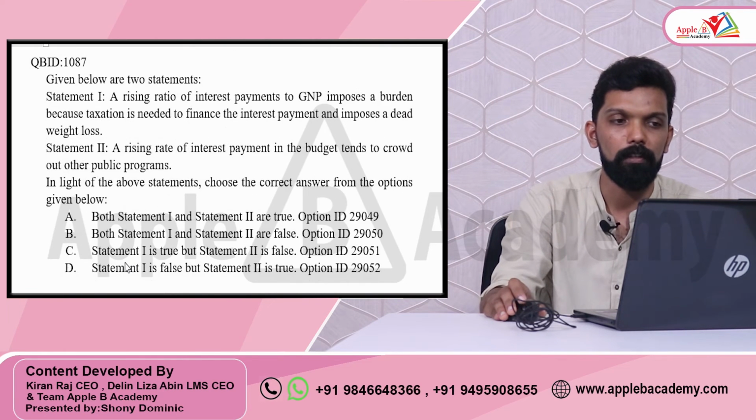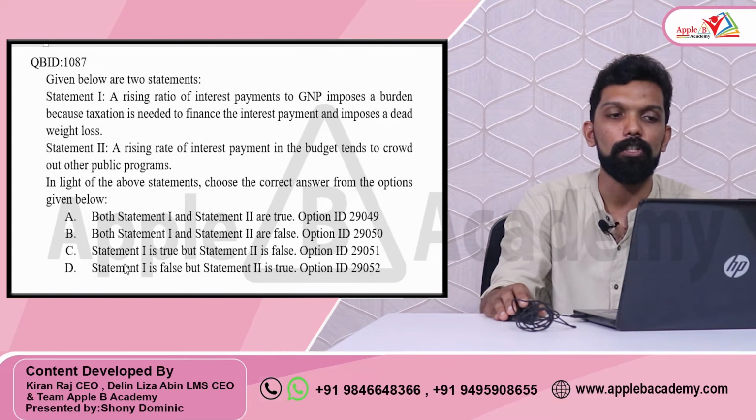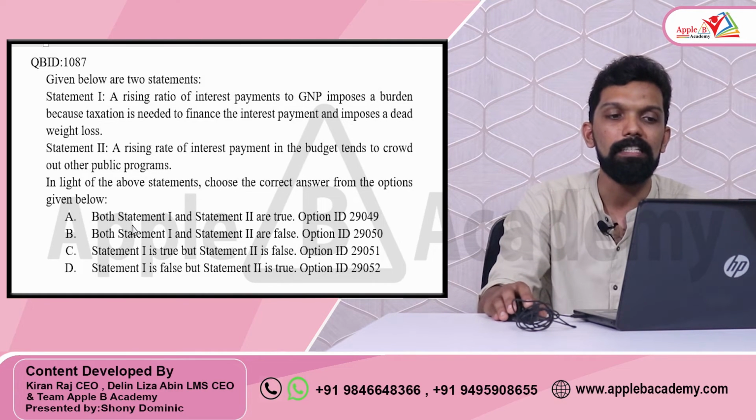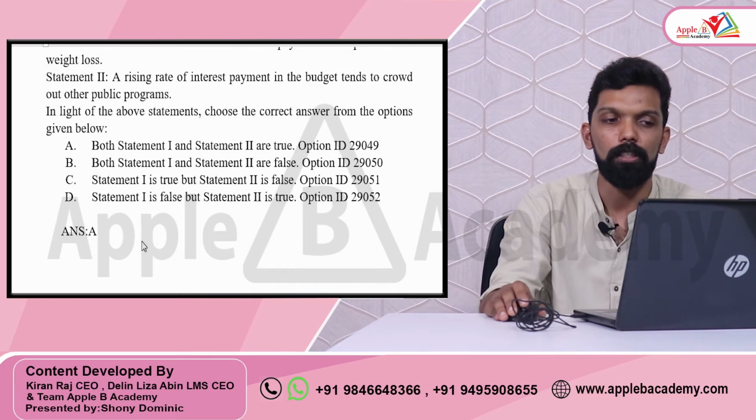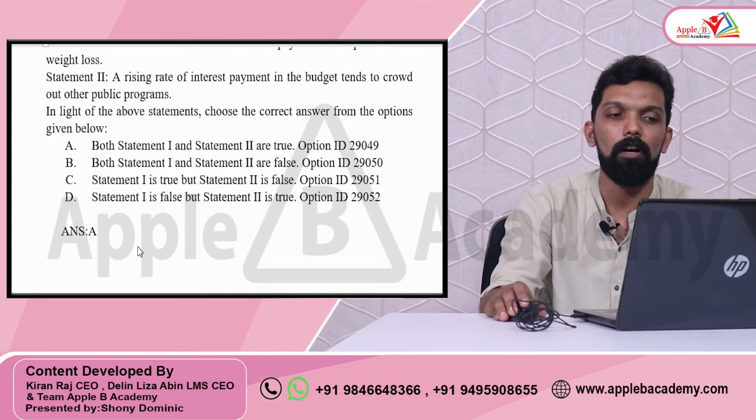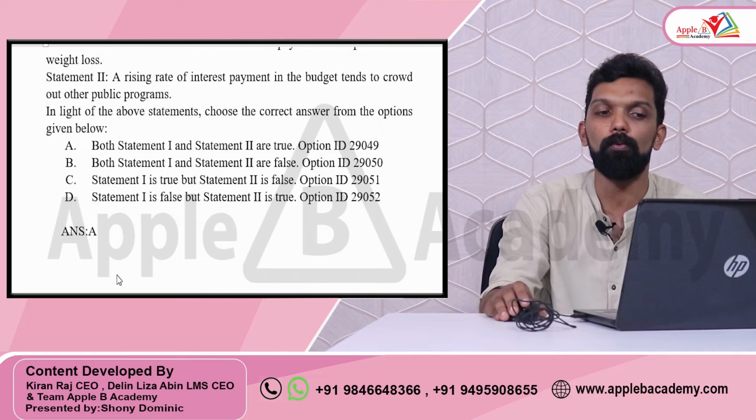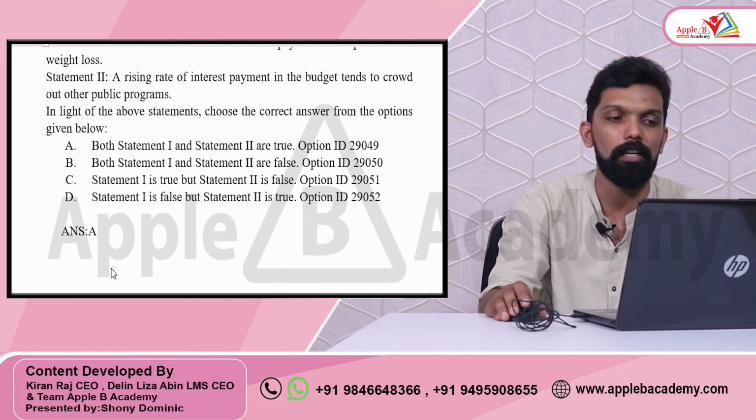Okay, next one, statement 1. A rising ratio of interest payment to GNP imposes a burden because taxation is needed to finance the interest payment and imposes a deadweight loss. Statement 2. A rising rate of interest payment in the budget tends to crowd out other public programs. In the light of the above statements, choose the correct answer from the options given below. So the options, both statement 1 and 2 are true, statement 1 and 2 are false, statement 1 is true but statement 2 is false, statement 1 is false but statement 2 is true. So the right answer for this question is option A, which is both statement 1 and statement 2 are true.